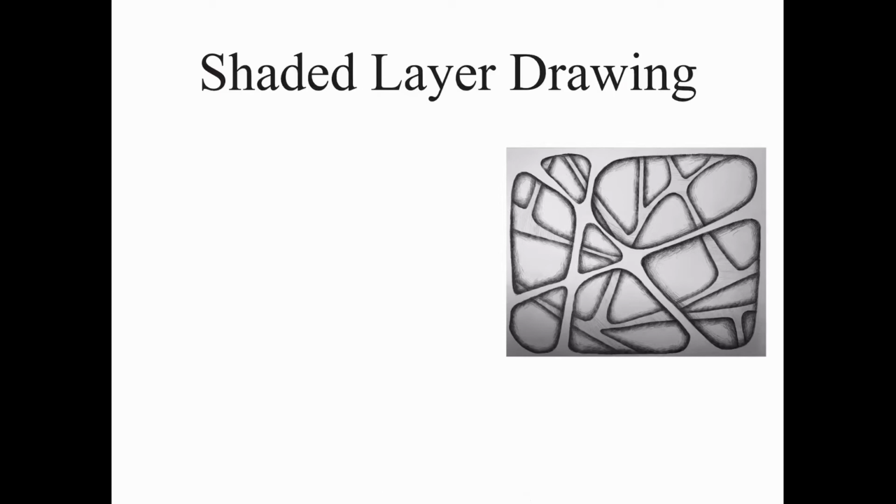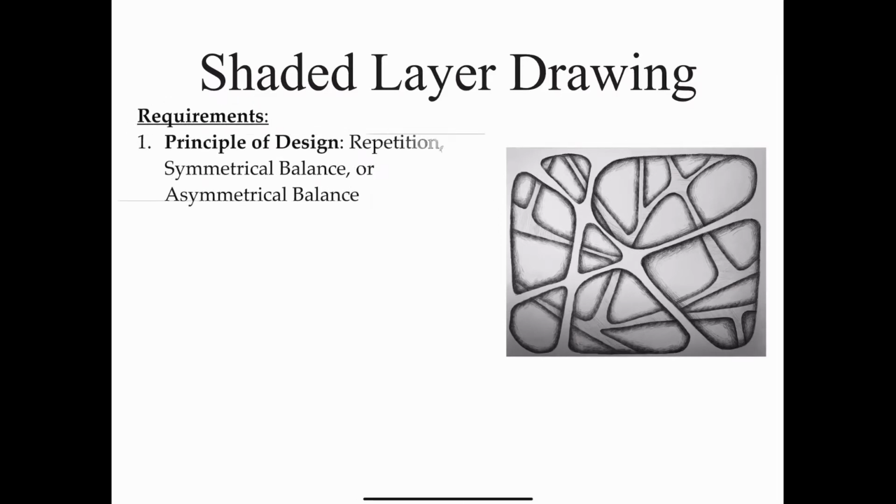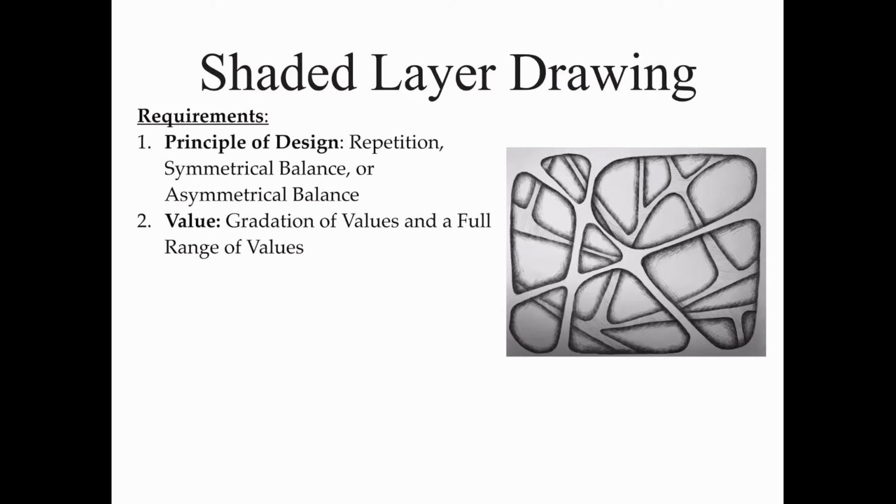For your next project, we're going to be making a shaded layer drawing. There's a couple of requirements that you're going to have to include in the work to make sure you're getting a good grade. First, you have to choose one of these principles of design to show in your composition. By the way you arrange your elements, you need to show repetition, symmetrical balance, or asymmetrical balance. You're also going to be graded on how well you show the element of design value. There should be a gradation of values and a full range of values in the work.